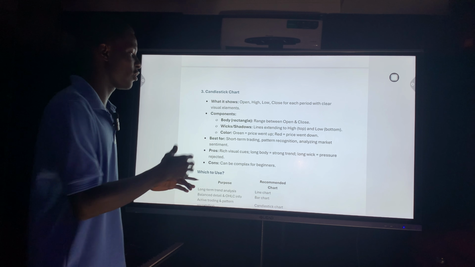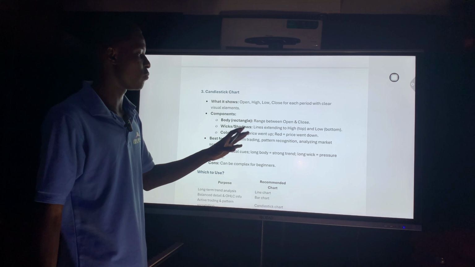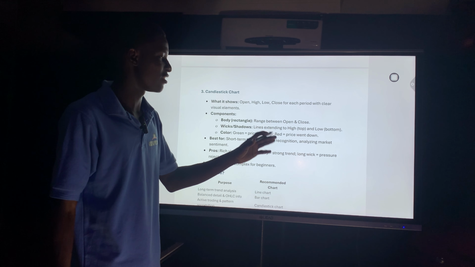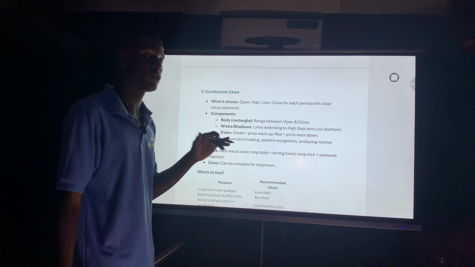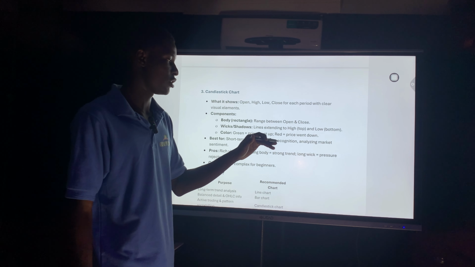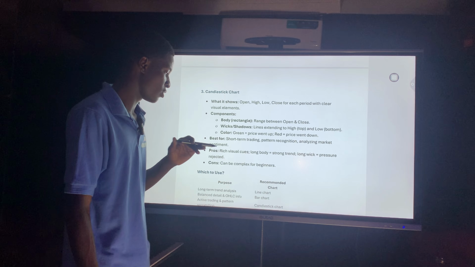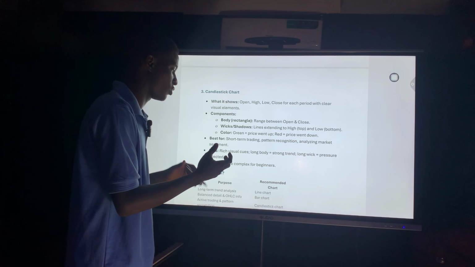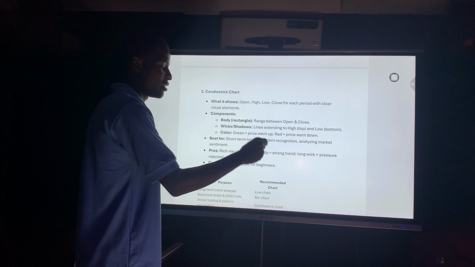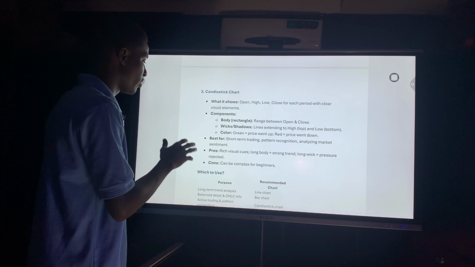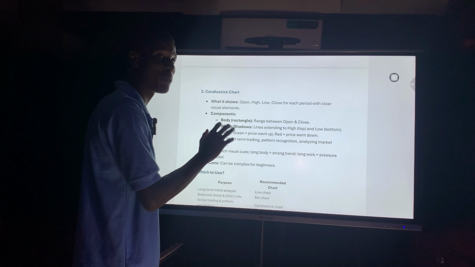What are the colors? The color is green when you're bullish. Green equals price went up, then red, price went down. It's best for short-term trading, pattern recognition, analyzing market sentiment. Then what are the pros? Rich visual cues, long body equals strong trend, long wick equals pressure. Then we have the cons. The cons: it can be complex for beginners.